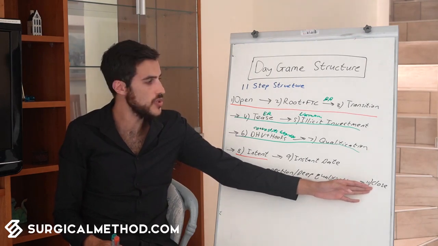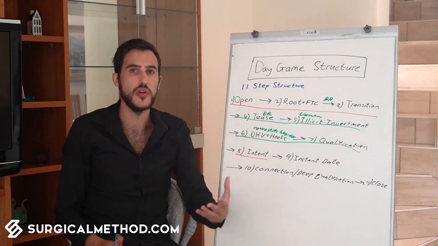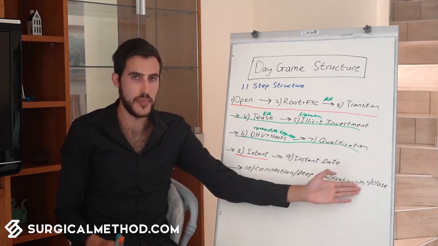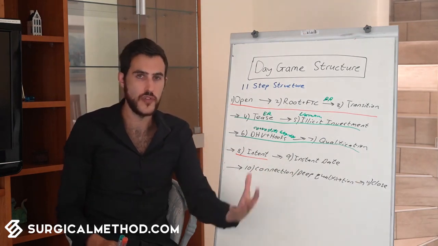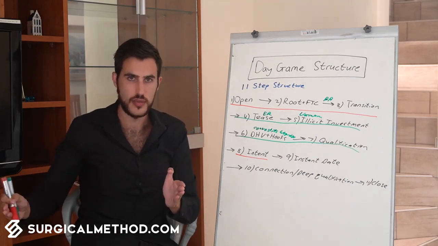Okay, what do I mean the close? You either go for the number close. You basically ask her for her number, and again, there's a number closing video in Surgical Method. You ask her for the number in the right way, and you plan to see her on the next date.